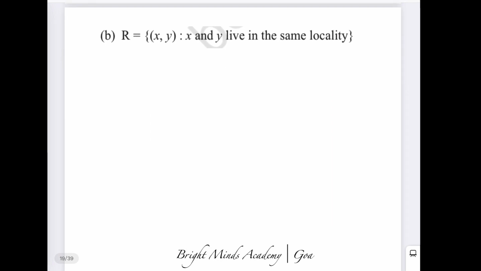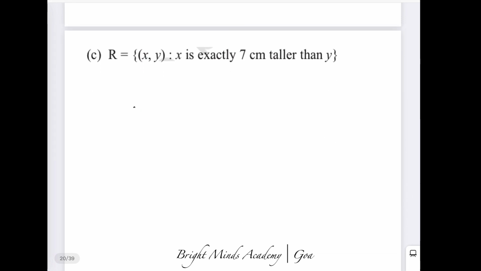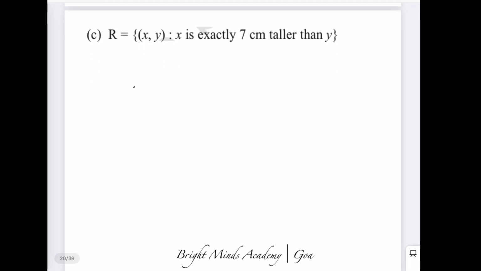This is the next question that we have here. R is (x, y) such that x and y live in the same locality. It can be solved in the same way, with the same set. So here R will again be reflexive, symmetric and transitive.